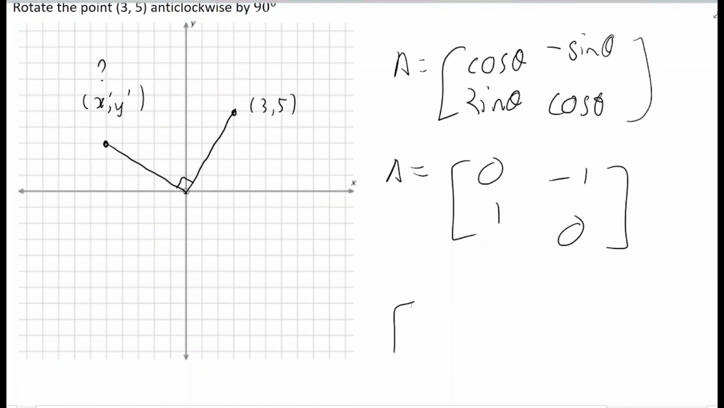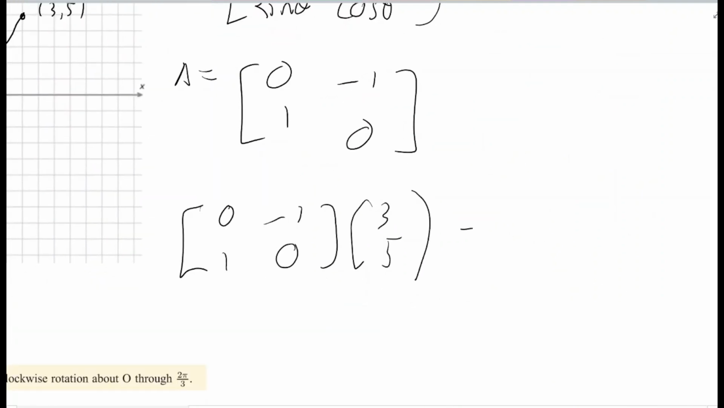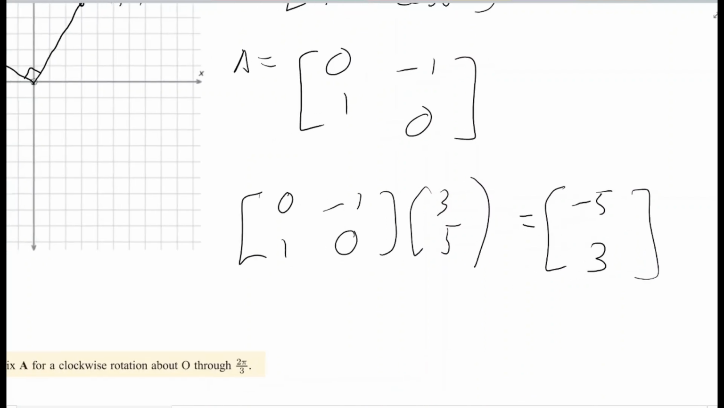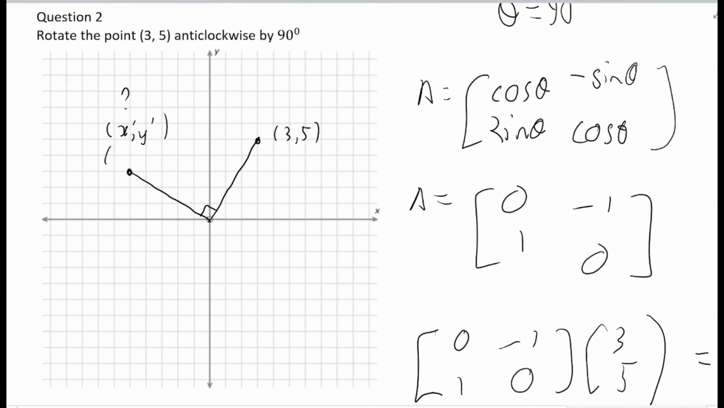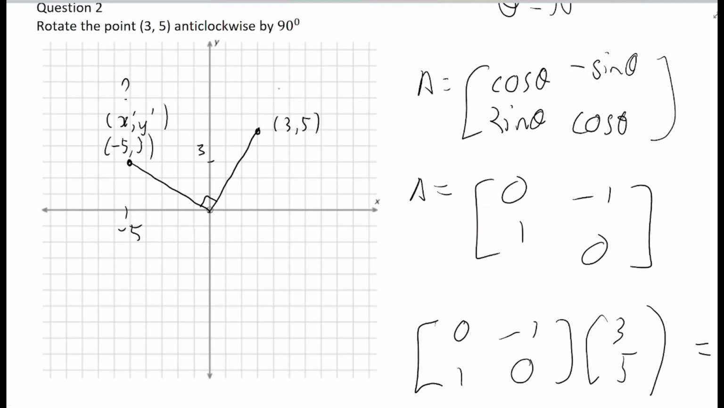So to get our new point, we need to take the matrix with rows (0, -1) and (1, 0), and we need to times it by our original point, (3, 5). And what are we going to get? You get row times column, so you're going to get -5, and then 3 for the next one, which should be our point, (-5, 3). And if you look at the coordinates there, yes, we are at -5, and we're at 3, and you can see that's a beautiful right angle anti-clockwise. So that original point we call (x, y), and that new point we call (x', y').